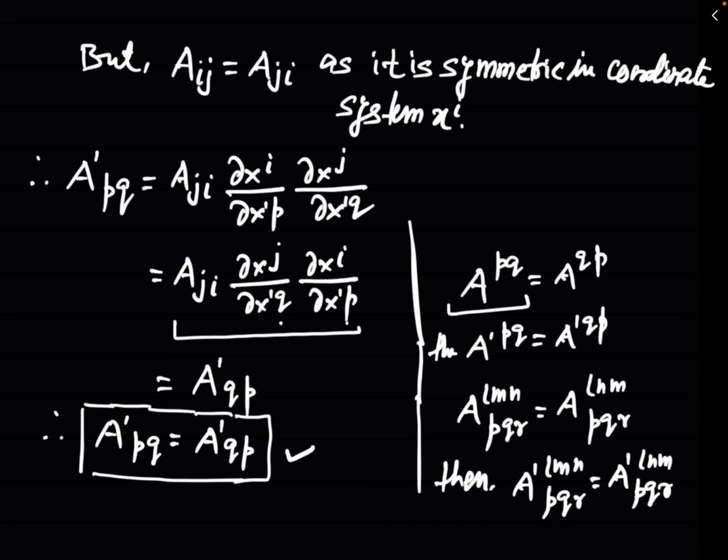Now this theorem is completely proved. Now let us see an important problem related to this symmetric tensor. First of all, I will write the problem here and then we will solve it. The problem says that a symmetric tensor of rank 2 has at most n into n plus 1 divided by 2 different components in n-dimensional space, and we have to prove this.